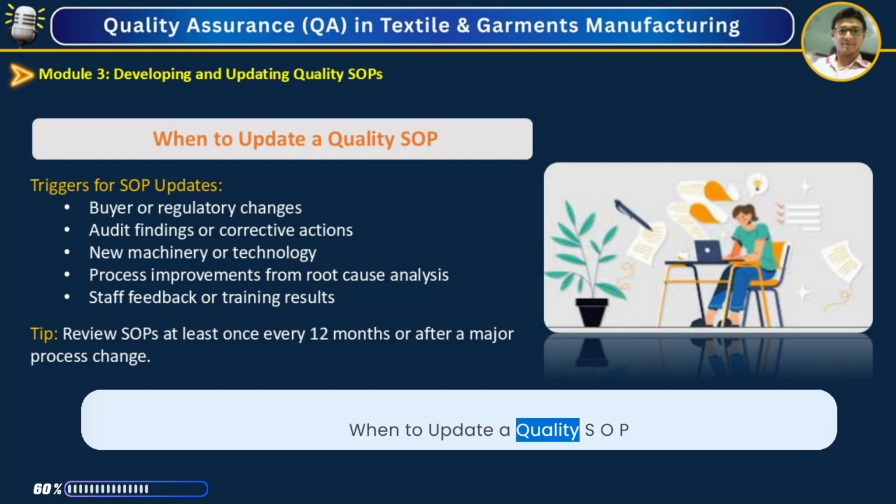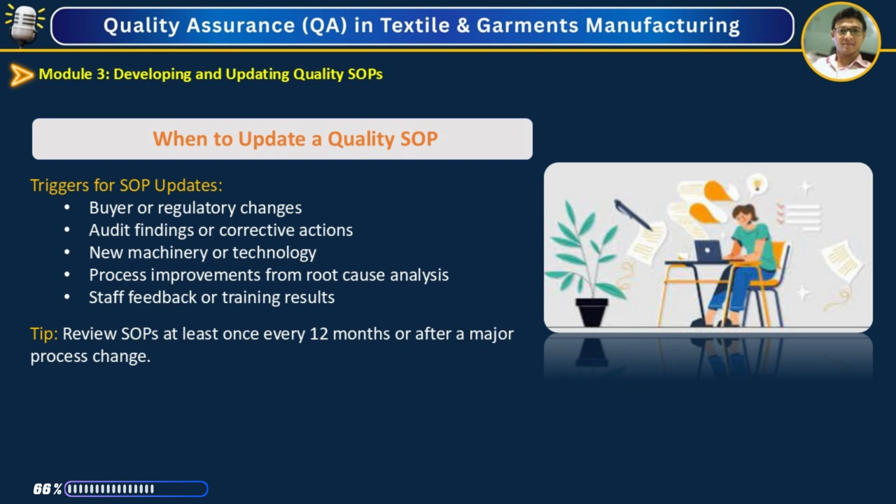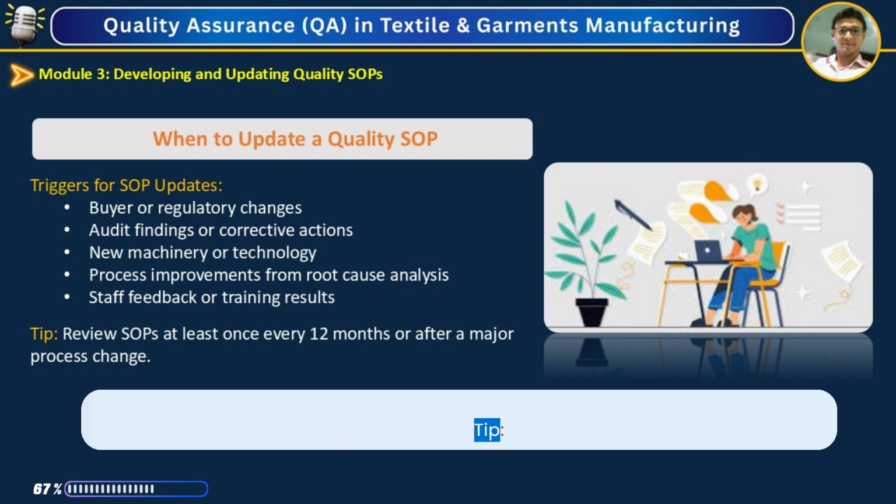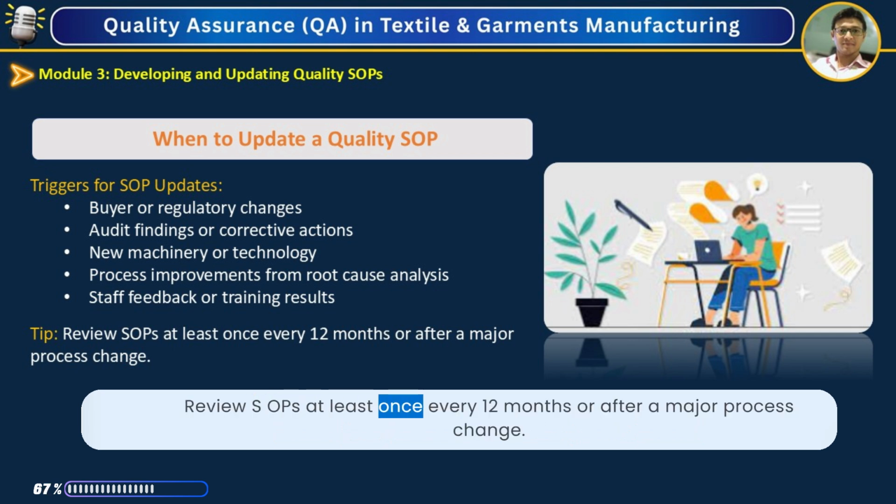When to update a quality SOP. Triggers for SOP updates: buyer or regulatory changes, audit findings or corrective actions, new machinery or technology, process improvements from root cause analysis, staff feedback or training results. Tip: review SOPs at least once every 12 months or after a major process change.